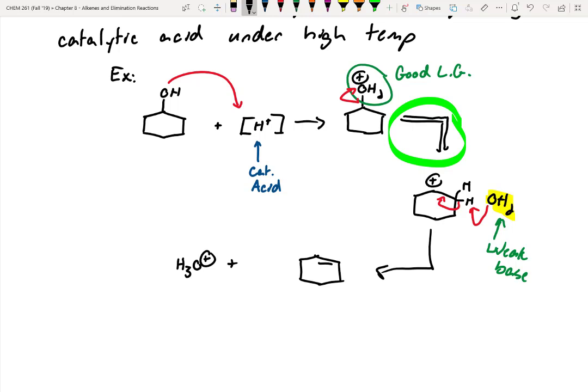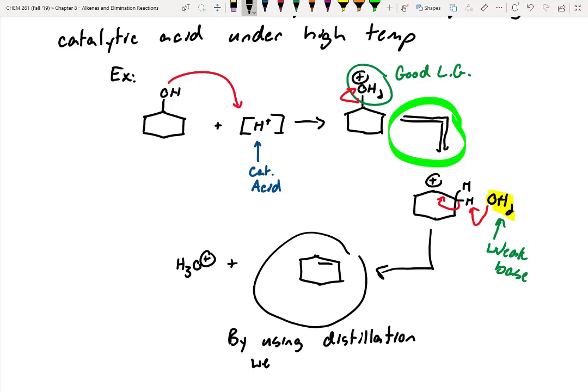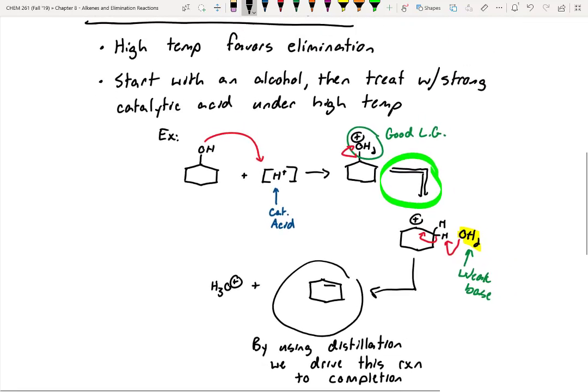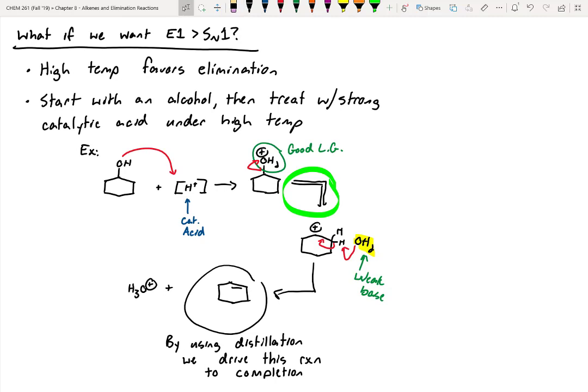However, we're able to drive this out of equilibrium by heating it. And then what in lab did we do to actually purify this and remove it from equilibrium? We distilled it, right? So during the distillation process, we were actually able to pull this out of equilibrium and then use Le Chatelier's principle to push the equilibrium to completion, which is kind of cool. So by using distillation, we drive this reaction to completion. So that's a good example of using Le Chatelier's principle. So either one of these situations can be used to favor E1 over SN1.